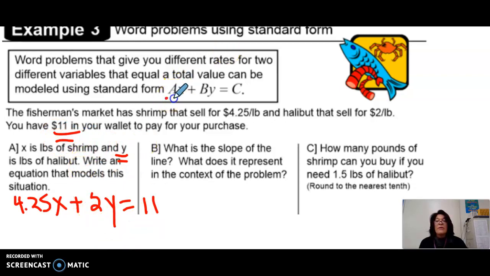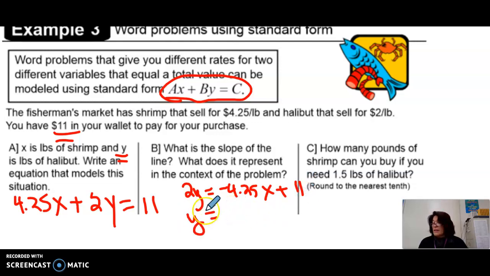This is the equation. Now we're looking, remember, at standard form. It's not always slope-intercept. I would like to find the slope of this and figure out what it represents in the context of this problem. So to find the slope, of course, I'm going to subtract the 4.25x to the other side with the 11, and then divide by 2. When I take negative 4.25 divided by 2, I have negative 2 1/8, or negative 2.125, plus 11.